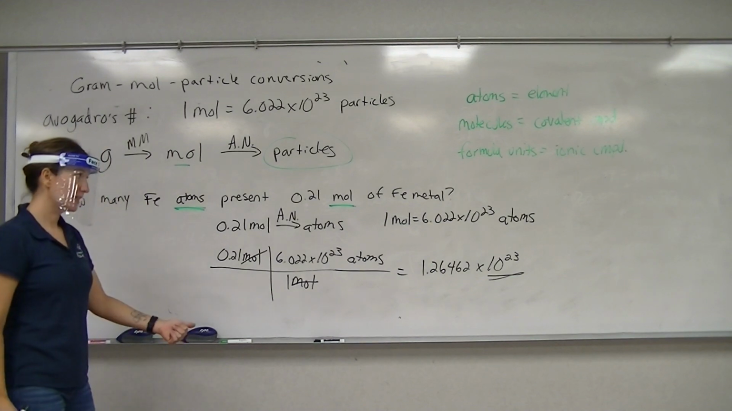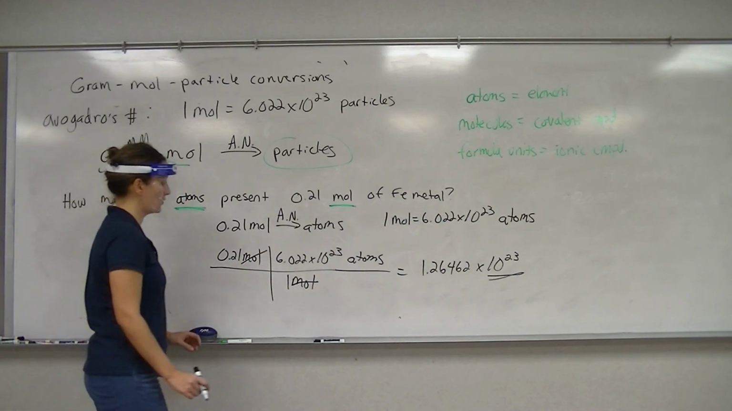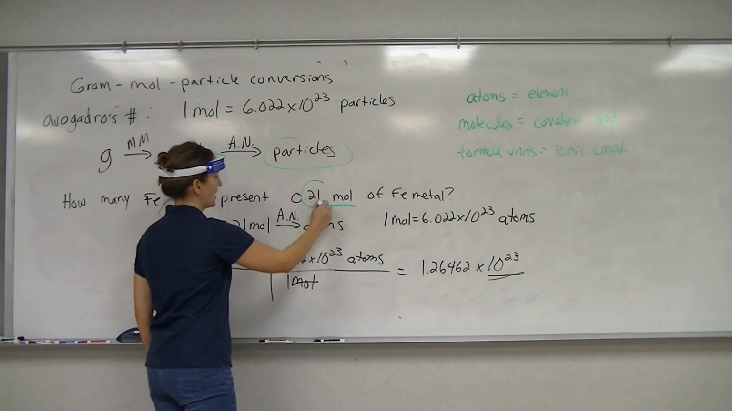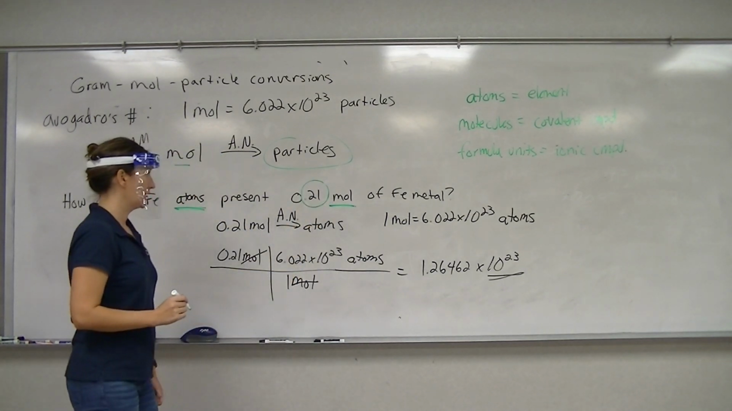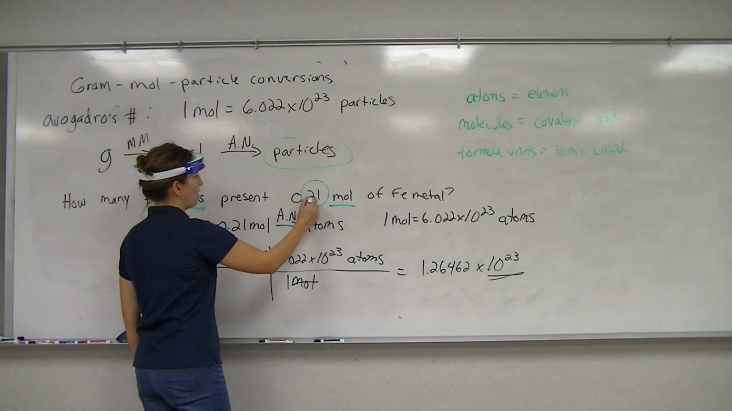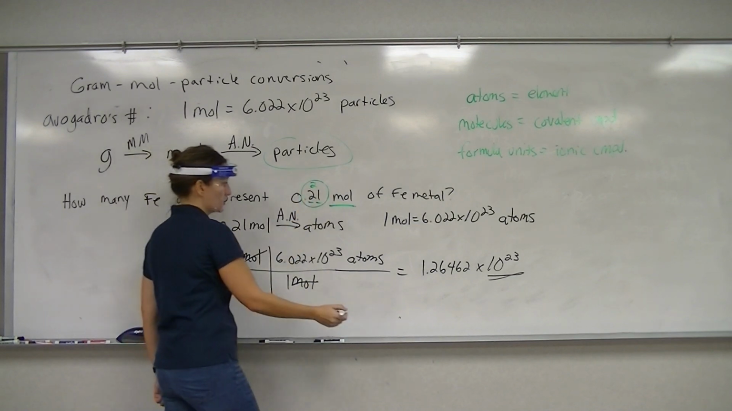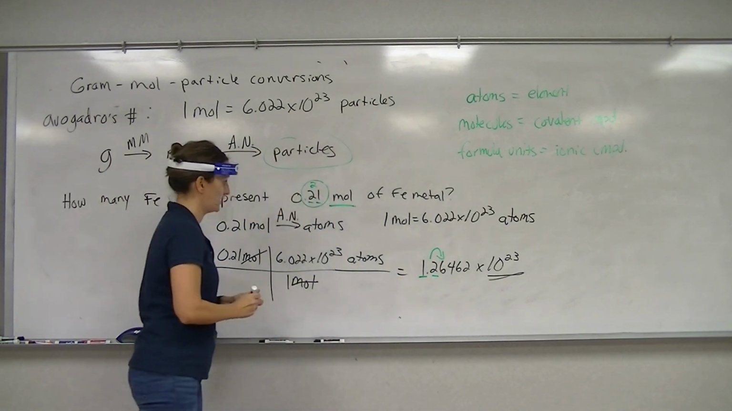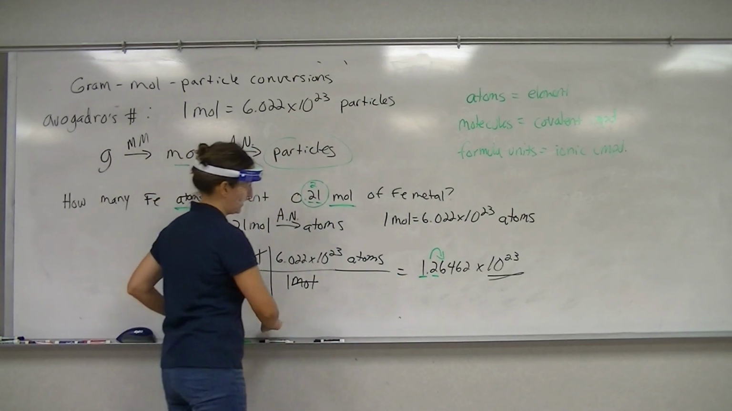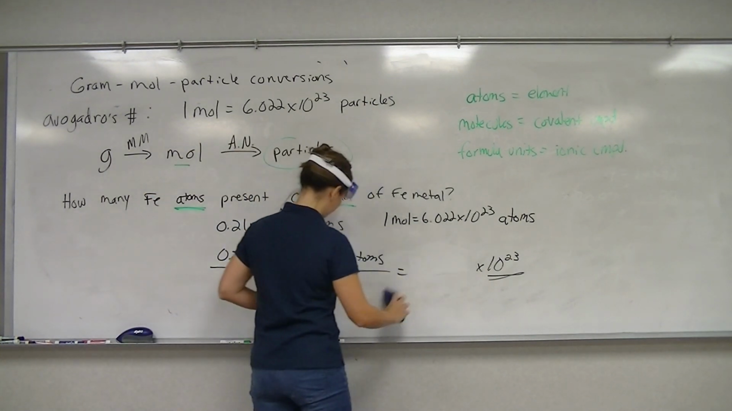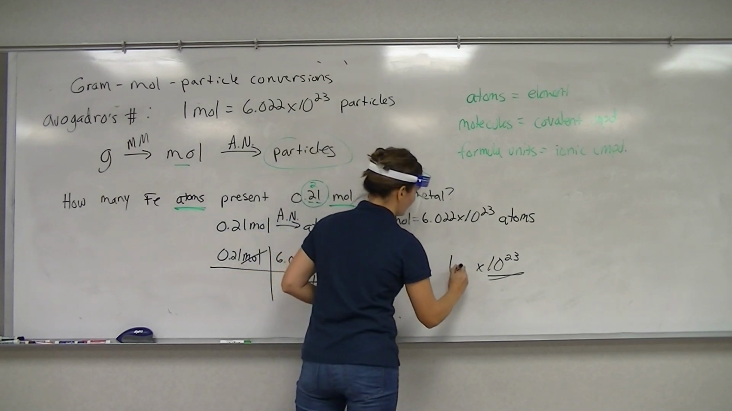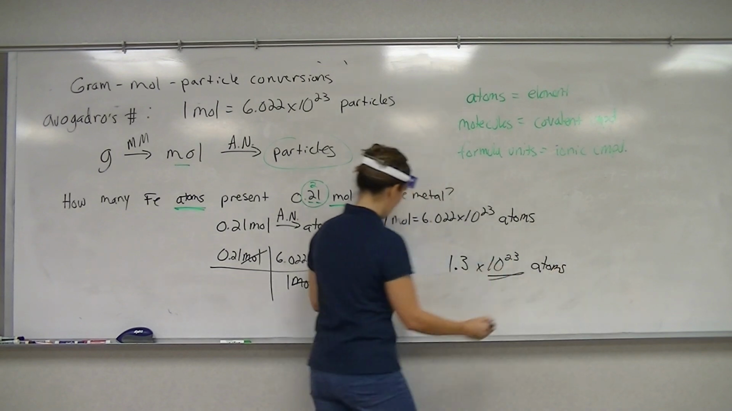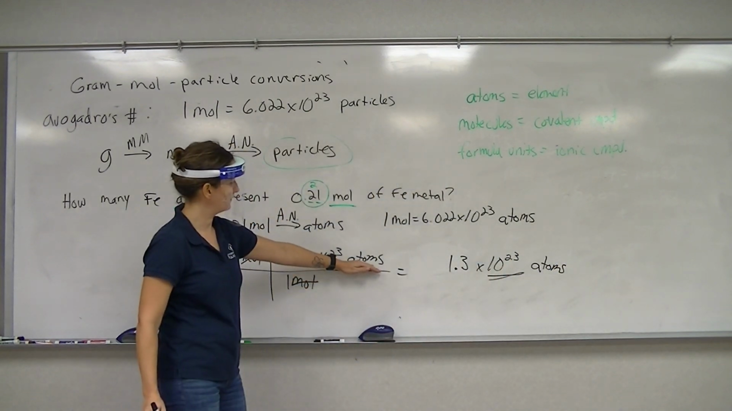Now, we are still looking at significant figures. So to round this to the correct amount of sig figs, you're looking at just the number in the original question. There are 2, so we want just 2. It'll change to 1.3. We have to round up. And the units on it are going to be atoms because notice, that's the only unit that didn't cancel.